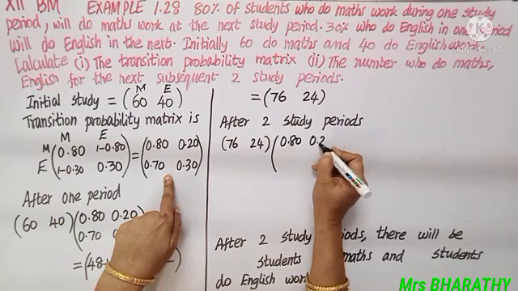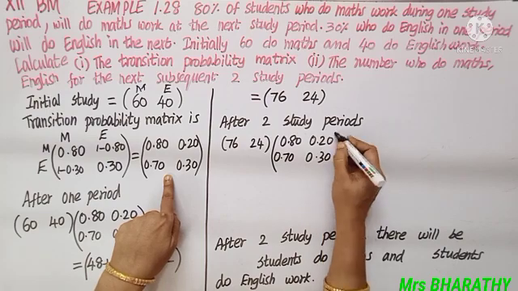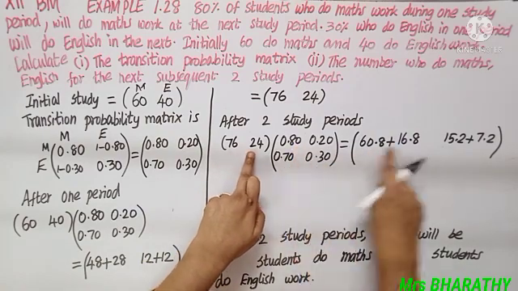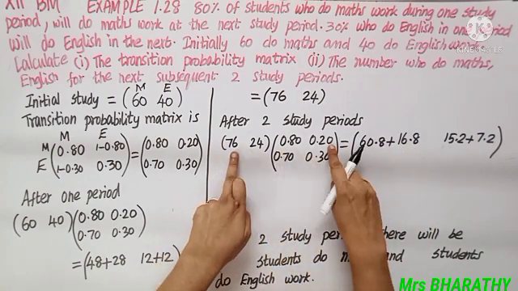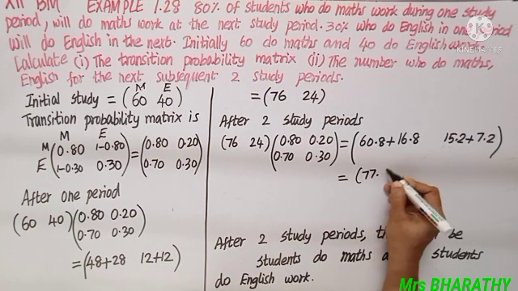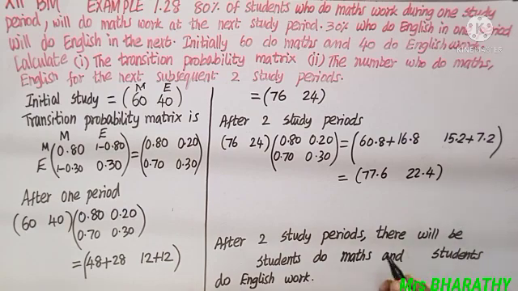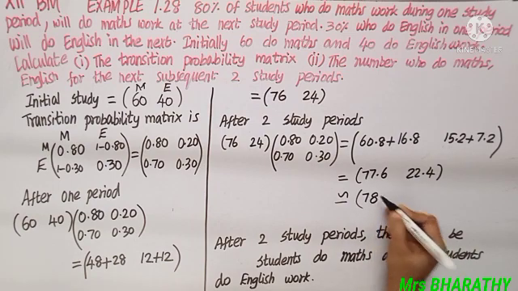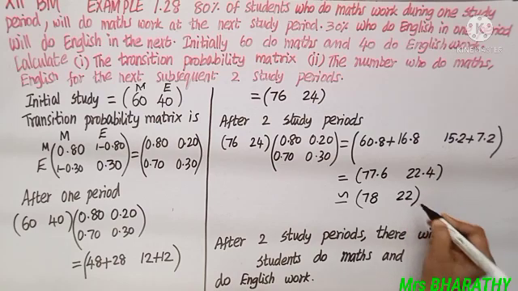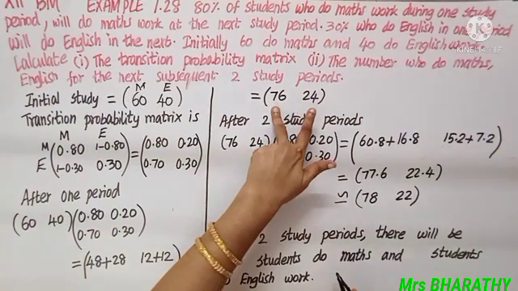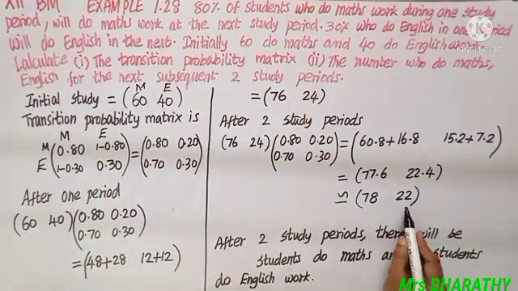So 0.80, 0.20, 0.70, 0.30. As I multiply, first row by first column, 76 into 0.8, 24 into 0.7. First row by second column, 76 into 0.2, 24 into 0.3. As we add, we get 77.6, 22.4. Because it deals with number of students, let us approximate. 77.6 can be treated as 78. 22.4 can be treated as 22. Altogether, the total must be 100. As in the beginning, we had 60 plus 40, 100. 76 plus 24, 100. We must get 78 plus 22, also 100. Cross verification is good.